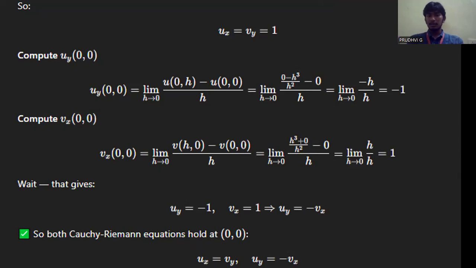The other is a negation of the before one. So the Cauchy-Riemann equations hold at (0, 0), and that is satisfied here. That is what the Cauchy-Riemann equations basically state: ux is equal to vy and uy is the negation of vx, like minus vx. And that is what we found here.